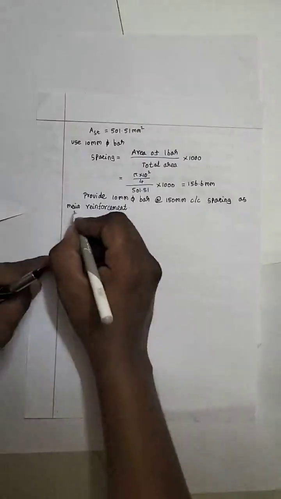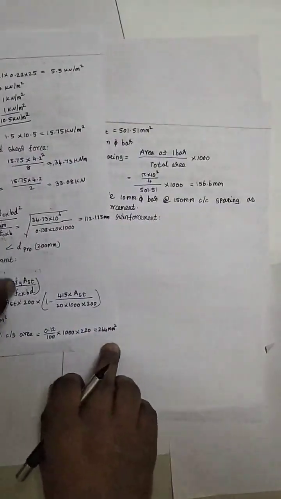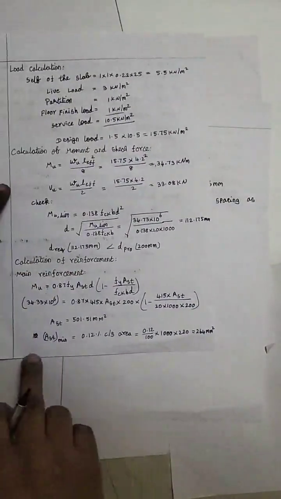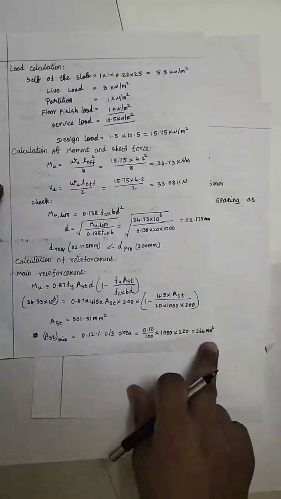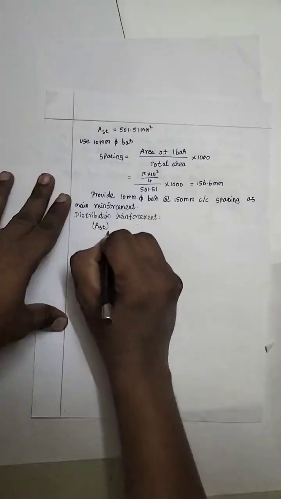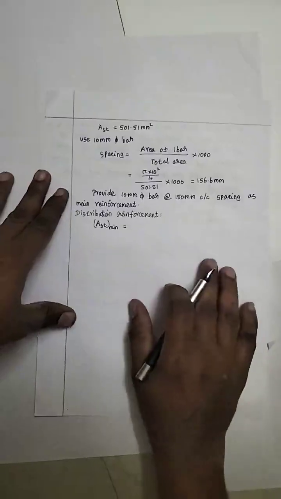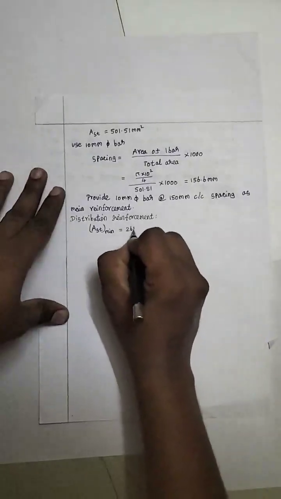For the 10 meter we need to provide the distribution reinforcement. So next one is distribution reinforcement. In order to calculate the distribution reinforcement, we need to use the value AST minimum. The AST minimum which we have calculated is 264 mm square. So I am going to take that value as actual value. Please remember this, AST minimum will be considered for the distribution reinforcement.